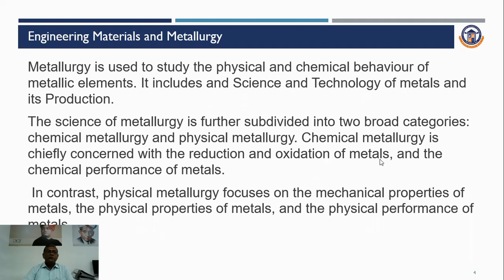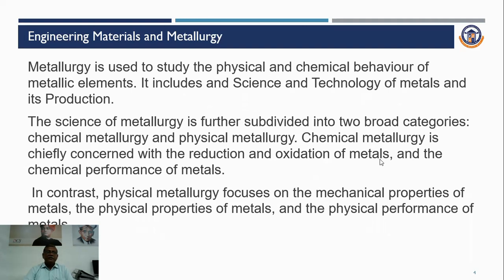So metallurgy is used to study the physical and chemical behavior of metallic elements. This is important so we can analyze and compare, and it is useful for making analysis. It includes the science and technology of metals and their production.